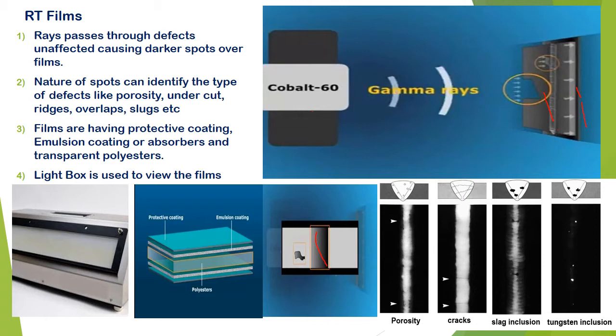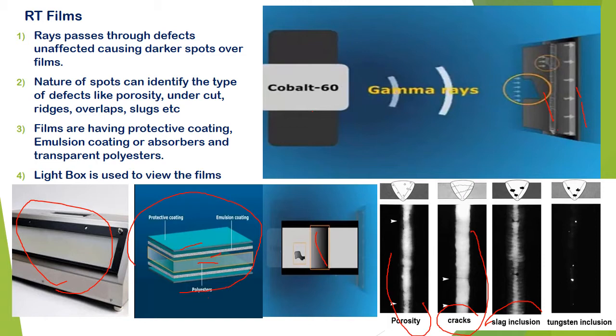For porosity you will find the film like this, for cracks you will find the film like this, and for slag inclusion, transparent inclusion and drop you can find out. This film can be visualized through a light box. Now the nature of film: there are three coatings. One is the protecting layer, the second is the emulsion coating or absorbing coating, and the third is the transparent coating or polyester coating. These three layers of coating are kept on the film.